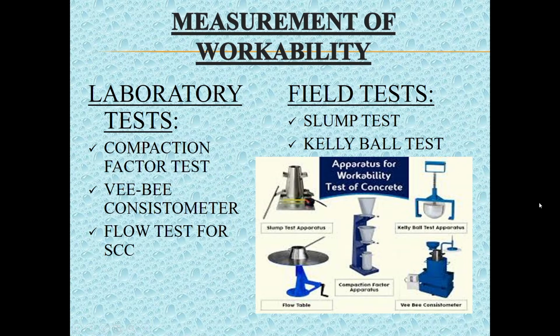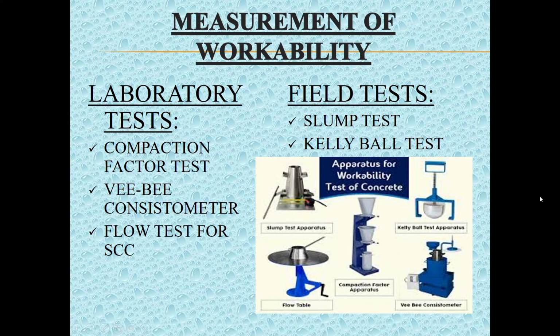As workability is a complex property of concrete, it must be definitely measured. Usually, workability is measured in the laboratories. As changes can occur in workability during transportation, workability is measured again at the sites. The lab tests include compaction factor test, VB consistometer test, and the flow test. Flow test is usually done for calculating the workability of self-compacting concrete.